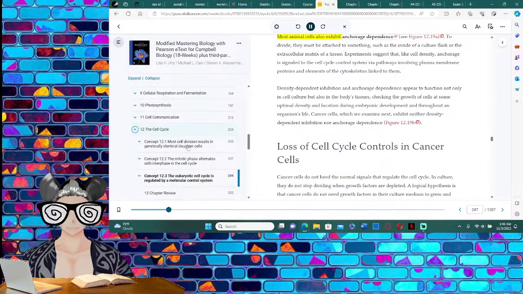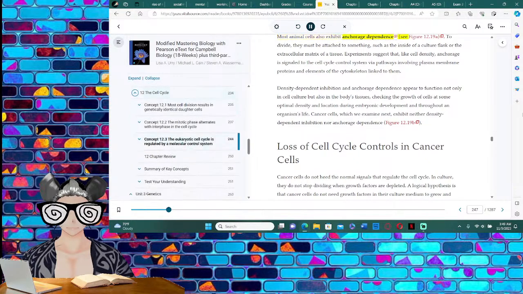Most animal cells also exhibit anchorage dependence, see Figure 12.19a. To divide, they must be attached to something, such as the inside of a culture flask or the extracellular matrix of a tissue. Experiments suggest that, like cell density, anchorage is signaled to the cell cycle control system via pathways involving plasma membrane proteins and elements of the cytoskeleton linked to them.